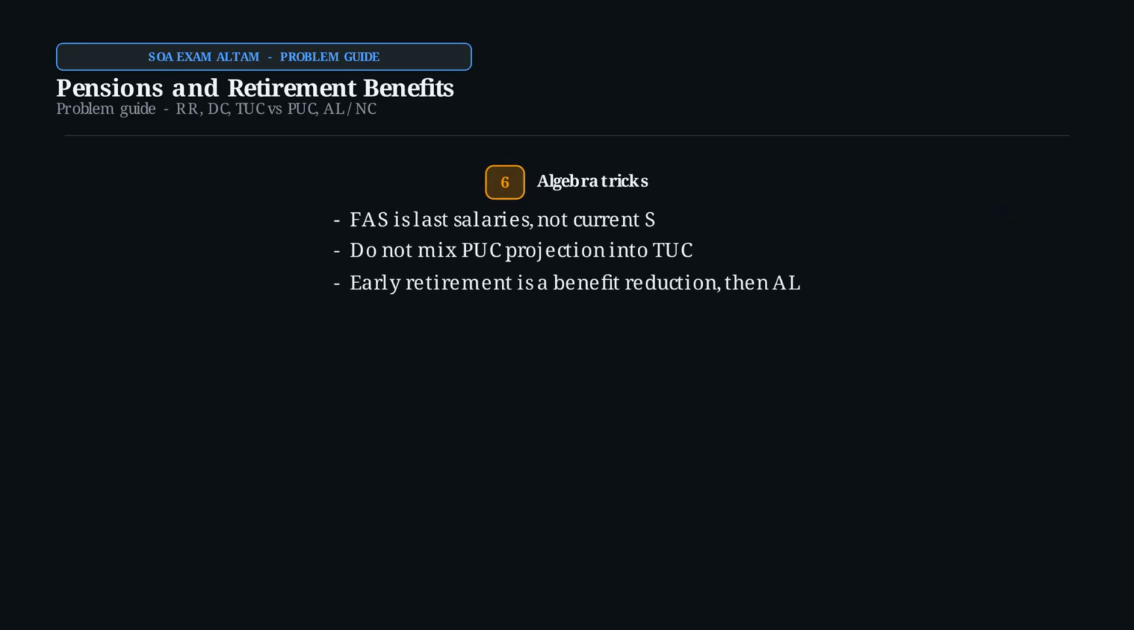Algebra tricks. Final average uses the last few projected salaries, not current pay. Career average uses a running average and a unit credit that looks like TUC. Mid-year retirement uses half-year ages and mid-year discount. Early retirement applies a monthly reduction to the benefit, then values it. A partner overlay raises the annuity EPV. Positive lifetime correlation usually lowers a reversionary EPV. Do not mix PUC salary projection into a TUC request.